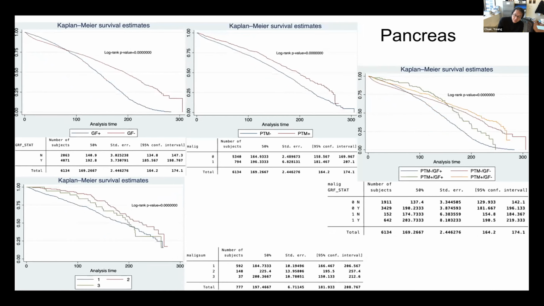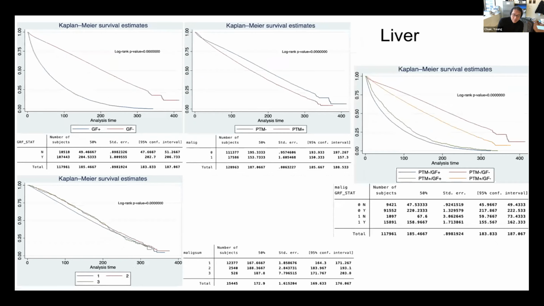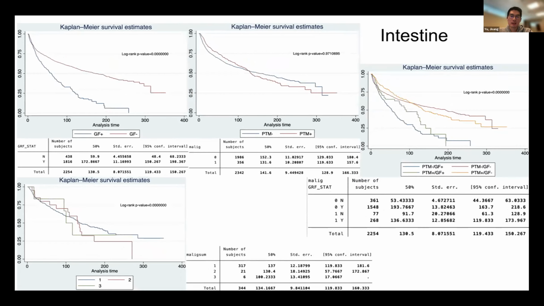Okay, anyway, 50,000 for lung, and pancreas is 6,000. Oh, 6,000. And kidney is 300,000. Wow. Kidney is the top. That is the main solid organ in the transplant world. What about liver? Liver is about 100,000. Intestine is 2,000. Okay.